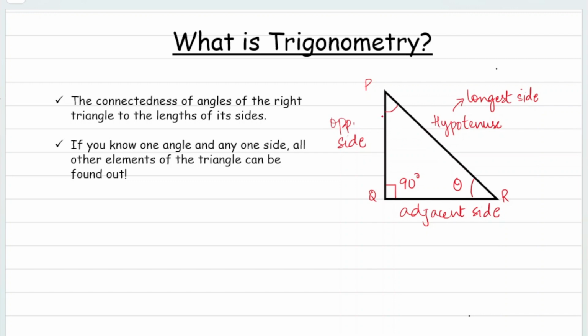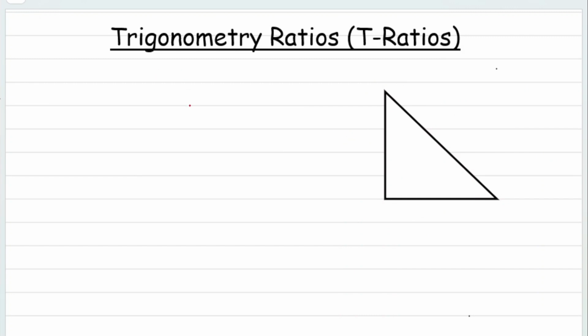Okay, once you know all these three names, which one is the opposite side, which is the adjacent one, and which is the long hypotenuse, all the trigonometric ratios make perfect sense. Now, what are the three main primary trigonometric ratios? Trigonometric ratios are the base of trigonometry. Everything is based on these three main primary trigonometric ratios.